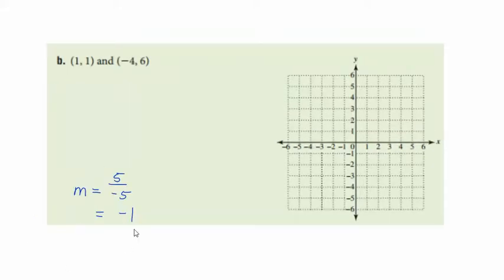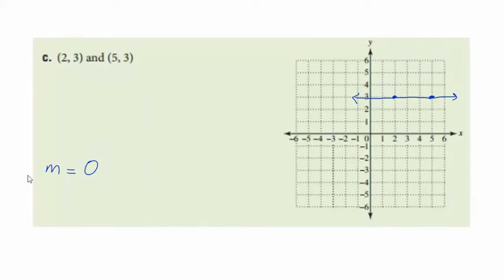Alright, so for B, you should have got -1. And make sure you show all the rest of this work. If you didn't get -1, go back and look at it again. You either got 5 over -5 or -5 over 5, and you want to reduce that down. Now C and D are kind of special cases. So C, we got a slope of 0. You should have got 0 over 3 when you did your math, and that comes out to be 0.